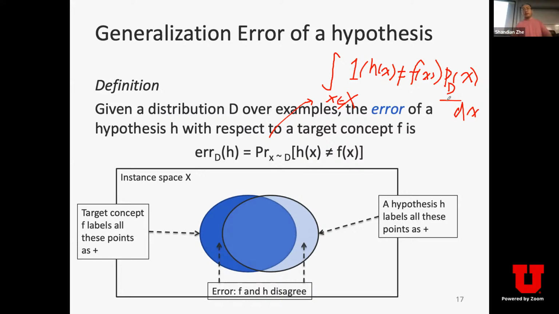Then we look at every instance in this instance space, whether I'm going to make a correct prediction or not, and then take the weighted average under this probability density. That's the generalization error. Any other question? Everyone feels comfortable?